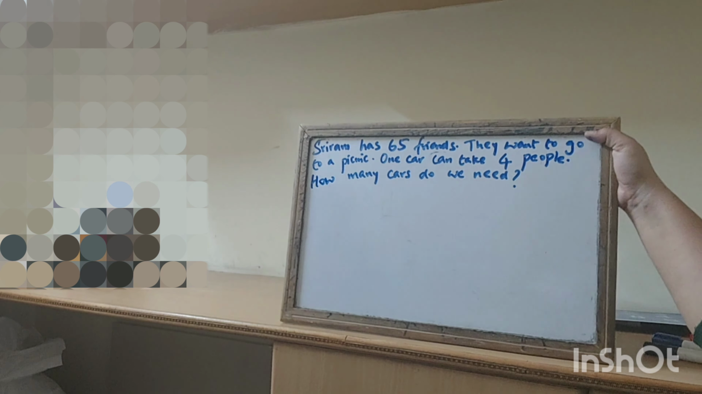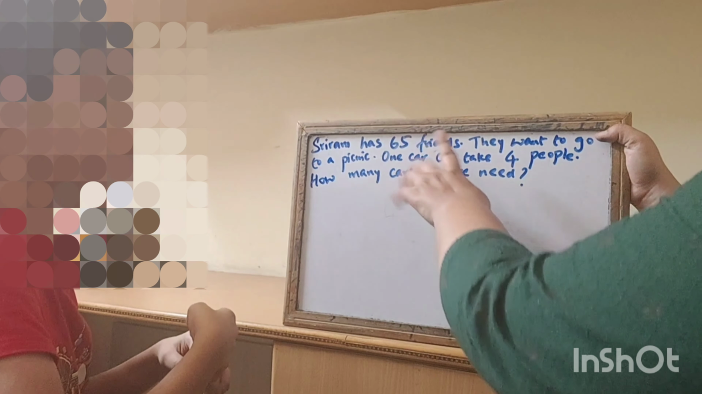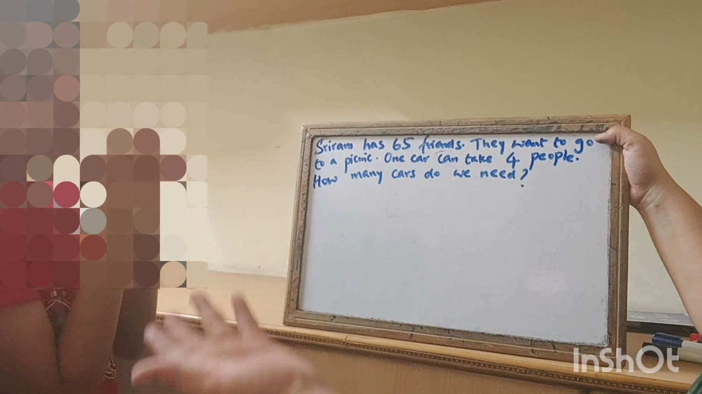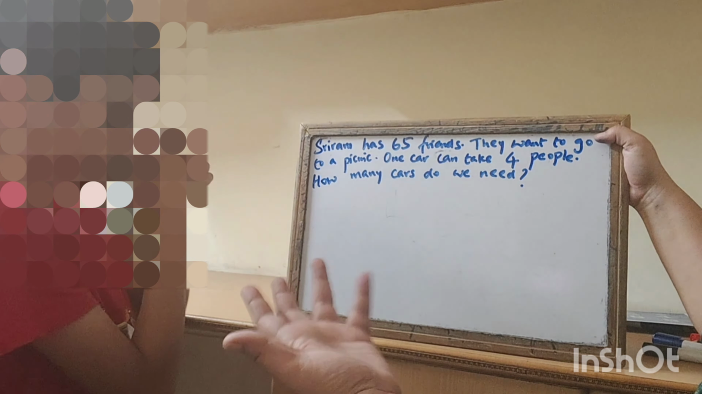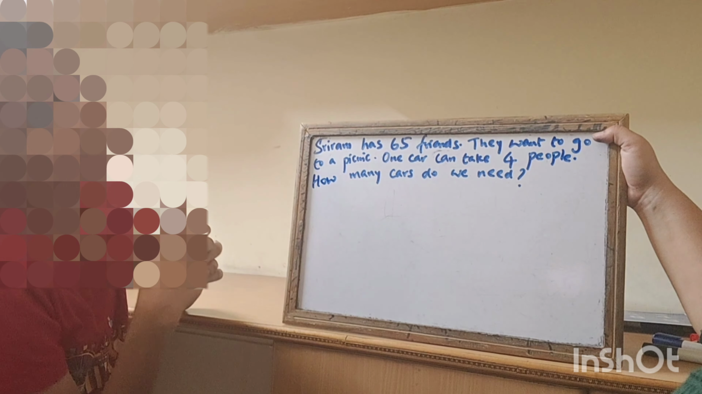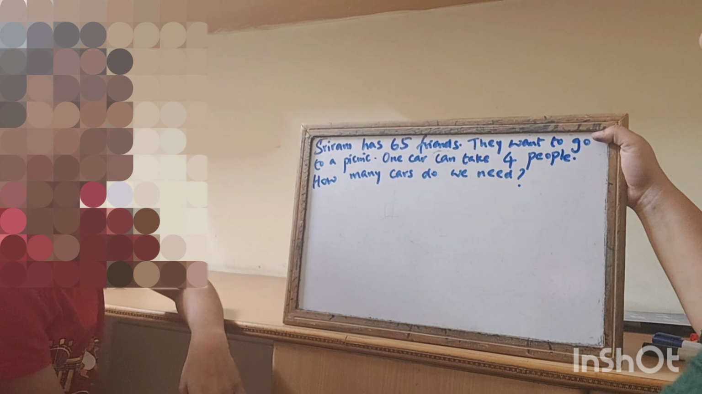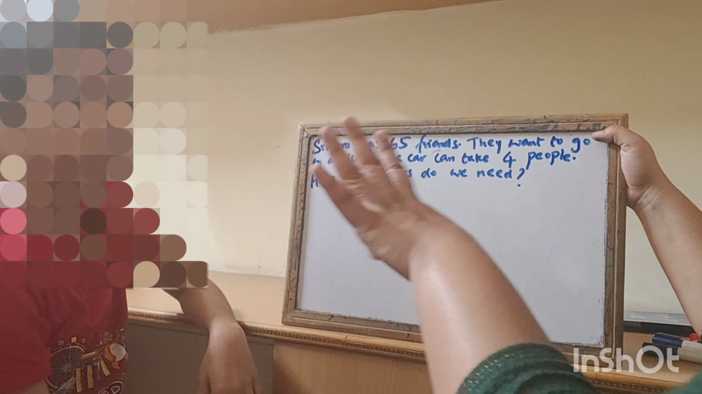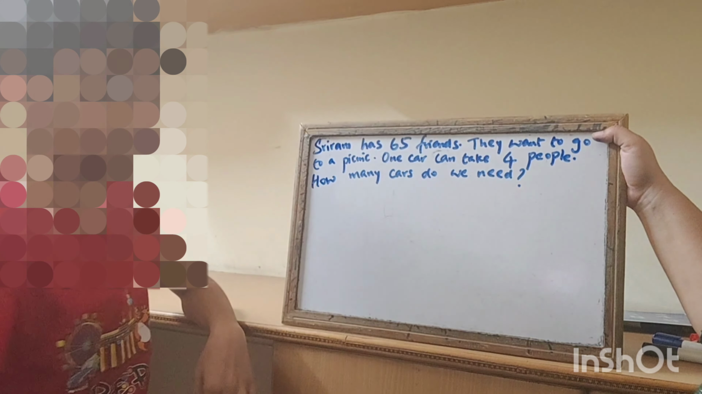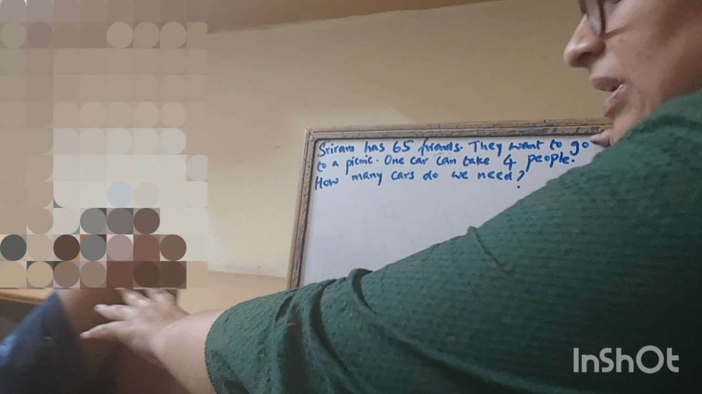Okay, now we will look at one more, the last one. So this is slightly different, okay? This is not about cookies or money or pencils. Shriram has 65 friends. So you probably have a birthday or some event at your house and you have called 65 friends of yours. So after your birthday, they all want to go out to a picnic, okay? But you are not going. So they decide that one car can take 4 people. It's a little bit far. So now we have to decide how many cars we need. Okay. So we can do 65 by 4. But we will see what else we can do.